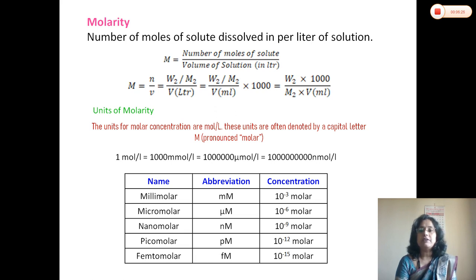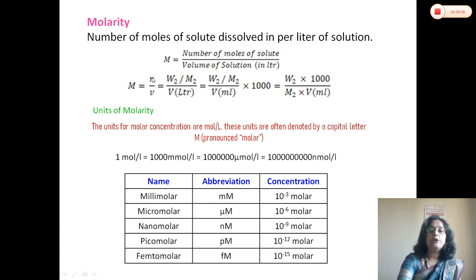Whatever the given weight we are taking for the preparation of the solution upon the molecular weight of that solute will give you the number of moles, and number of moles is denoted by the small n. So see, small n is given by W2 upon M2. So the formula of molarity is given by the number of moles of solute upon the volume of solution in liter, and molarity is denoted by the capital M. So number of moles is given by the small n and the volume of solution by the V.